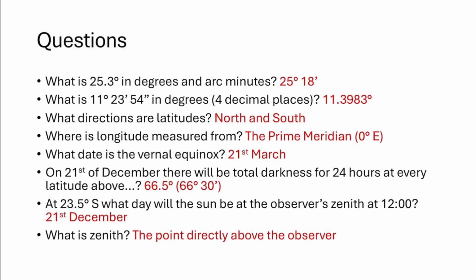So the first one, what you should have done is separate 25 degrees from 0.3 degrees and done 0.3 times by 60 to get 18 arc minutes. The next one was a lot more complicated. You should have done 23 over 60 to find the decimal of arc minutes, and then done 54 over 3,600, which is 60 times 60, to find the decimal of arc seconds and add them together.